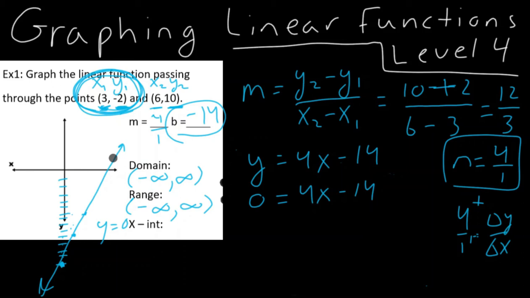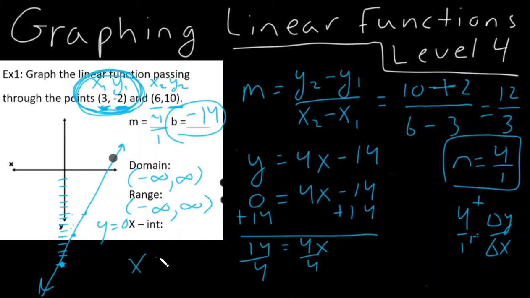And ask yourself, what should I do to get x by itself first? Well, we want to get rid of the subtraction by adding 14 to both sides. And so we have 14 equals 4x. And how do we get rid of that 4, that coefficient in front of x? Well, of course, we divide both sides by 4.